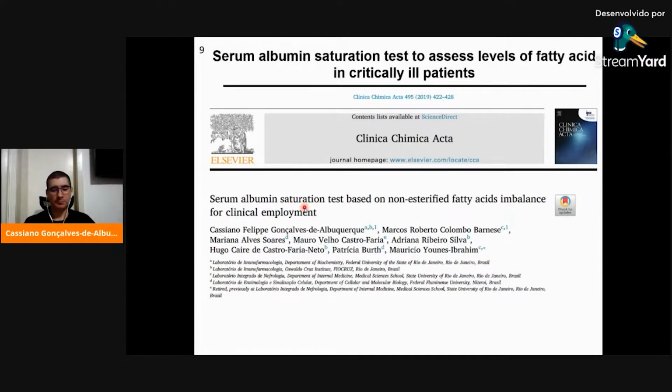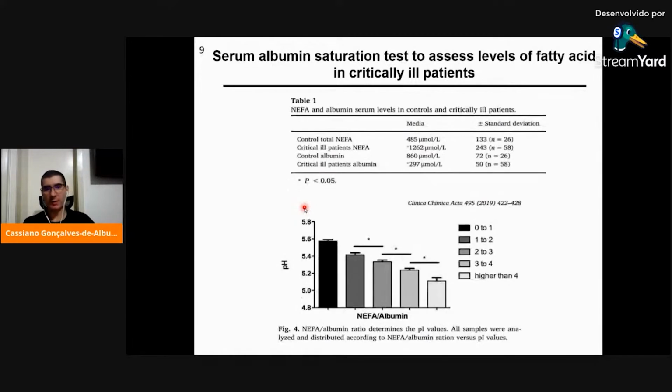We have measured levels of NEFA, non-esterified fatty acid, in septic patients, critically ill patients, and they present higher levels of NEFA and lower levels of albumin. So, the higher the ratio of NEFA to albumin, the more saturated albumin is, and the more likely there are high levels of NEFA unbound to albumin and thus damaging cells. This test will indicate to physicians when albumin should be given to the patients.